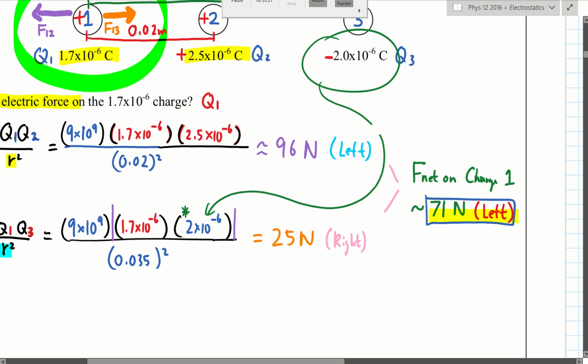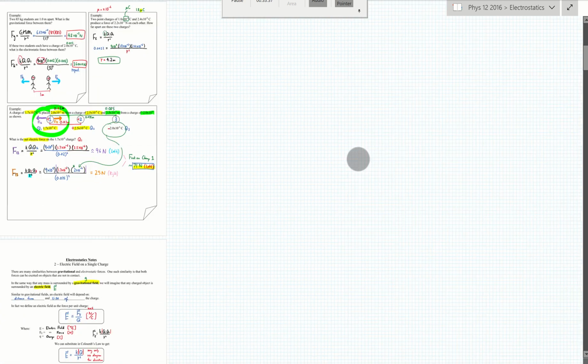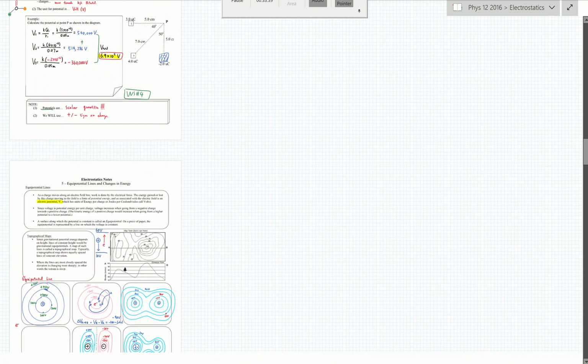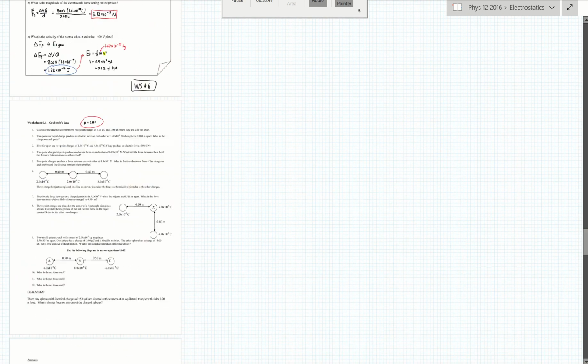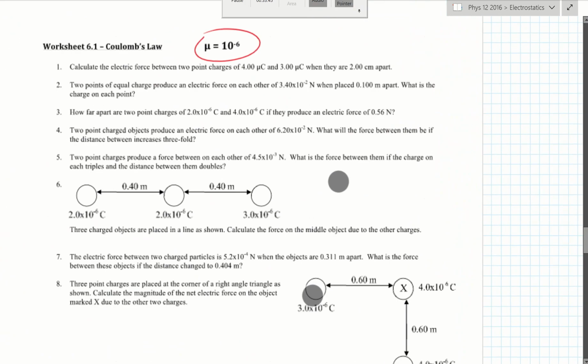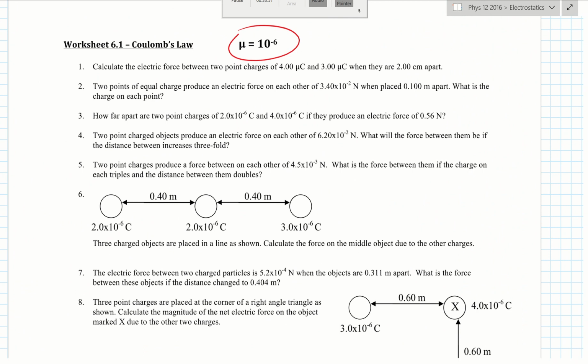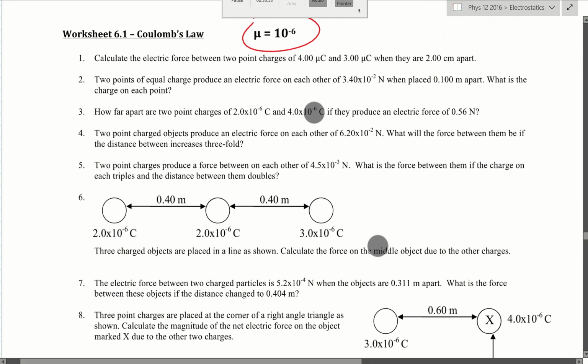Now, for homework this week, there is a worksheet attached to the end of this. I will have another video posted to talk about one of the questions on that worksheet. I'll put it in a separate video because it's not part of the notes. This is worksheet 6.1. I'm not asking you to do all the questions. I'll put all the information on the course webpage.